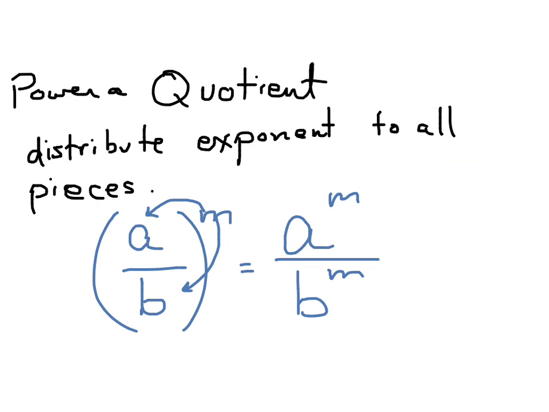Then the other property, like I said, that we're going to worry about is power to a quotient. And again, we're going to distribute that exponent to all pieces. So it goes into every piece. Okay, everybody okay with that? Yes, sir. All right. So here goes. Ready? Or do you want me to wait? I can go? Okay. 1, 2, 3, boom.